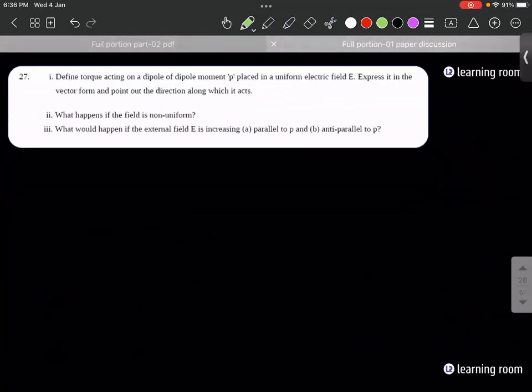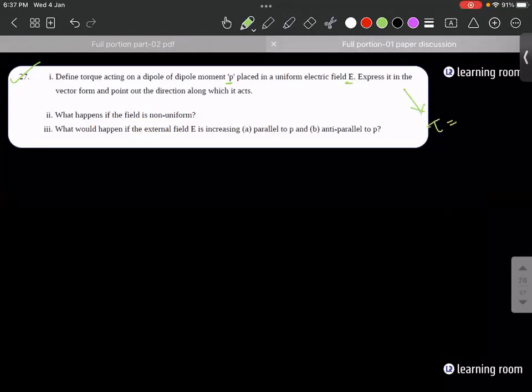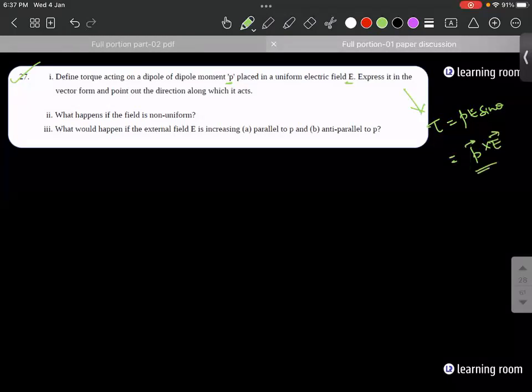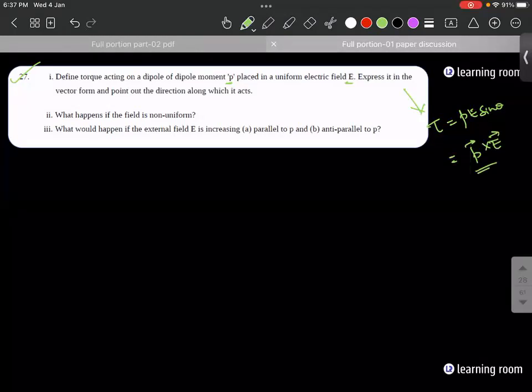Define the torque acting on a dipole of dipole moment P placed in a uniform electric field. Express it in the vector form and point out the direction. So this is a derivation. Right. So what is going to be the torque? Actually, you need not derive. They didn't ask you to derive. You need to define it. Torque is equal to PE sine theta, or you can write it as P vector cross E vector. And how does it act? It acts in the direction perpendicular to both the dipole moment and the electric field.